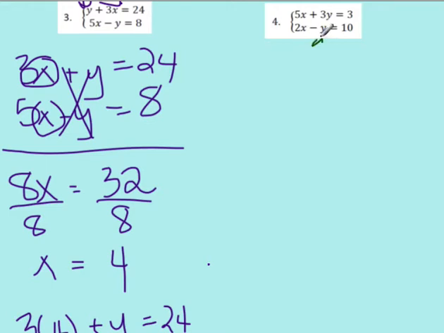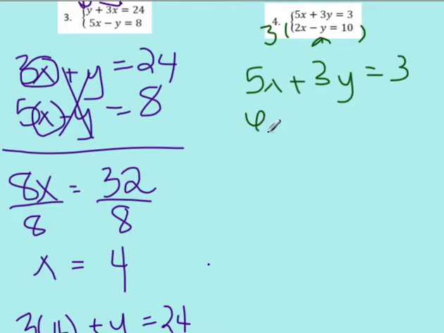So then I ask myself, what do I need to multiply a negative 1 by to get a negative 3? I'm going to multiply it by 3. So I'm going to keep that top equation the same. Then I'm going to multiply the bottom equation by 3. 3 times 2x is 6x. 3 times negative 1 is negative 3y. And then 3 times 10 is 30.